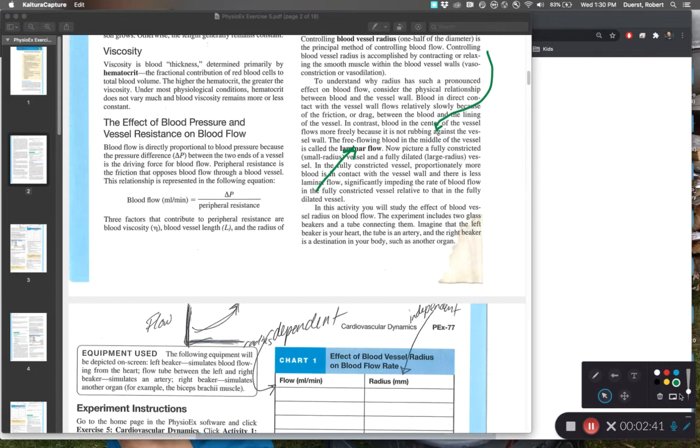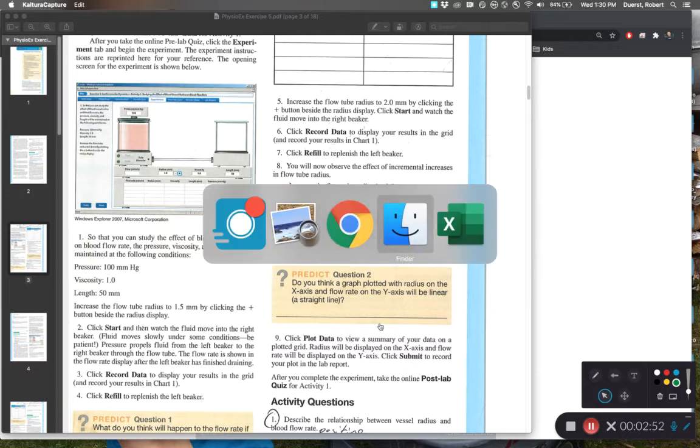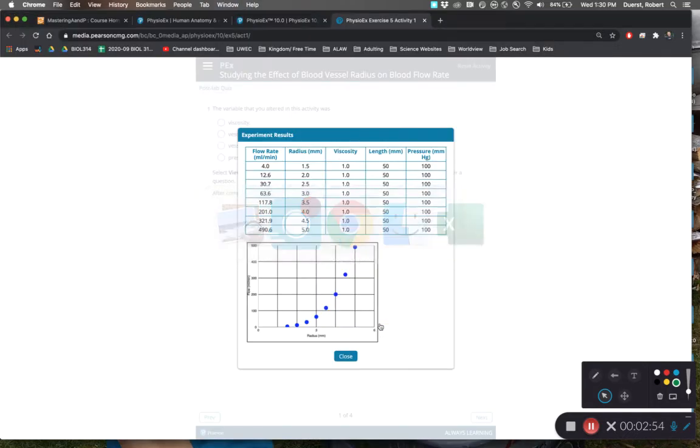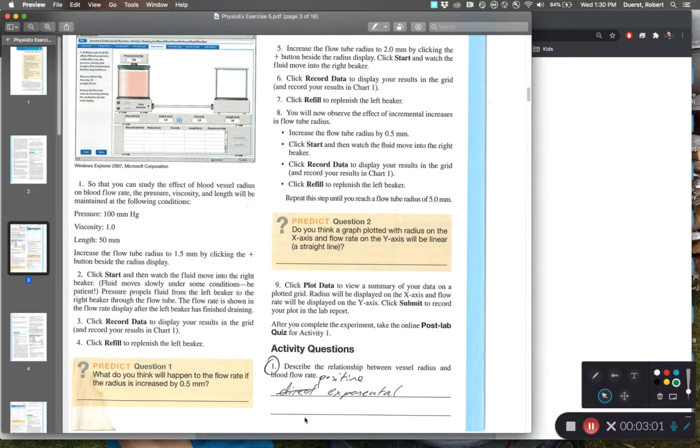Let's look at our review questions. Review question number 1 asks you to describe the relationship between vessel radius and flow rate. Well, let's look back at the data. As radius goes up, flow rate goes up. It is a positive relationship with an exponential slope to it, a positive exponential relationship.